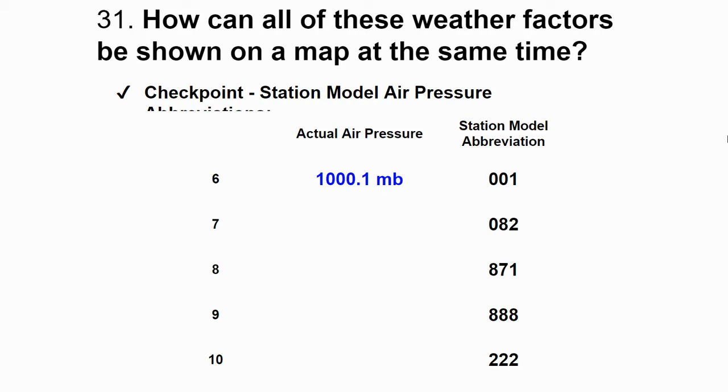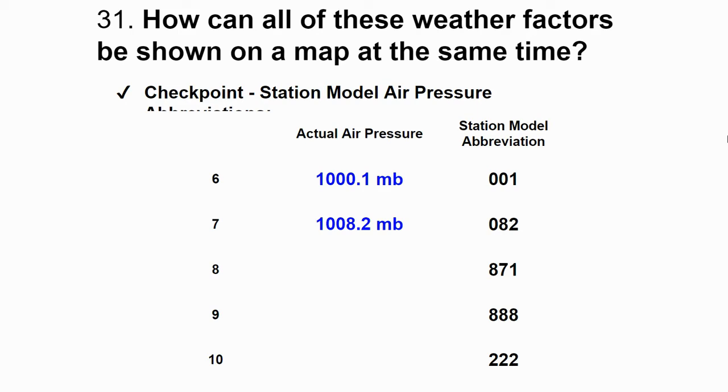All right, let's do one more together before you do a few on your own. So again, let's look at our station model abbreviation, 082. So is it greater or less than 500? Well, in this case, it's still less. So that means we're adding a 10. We need to make sure to put a decimal between the 8 and the 2 and add our units, which is millibars, to find out that our pressure is 1008.2 millibars.